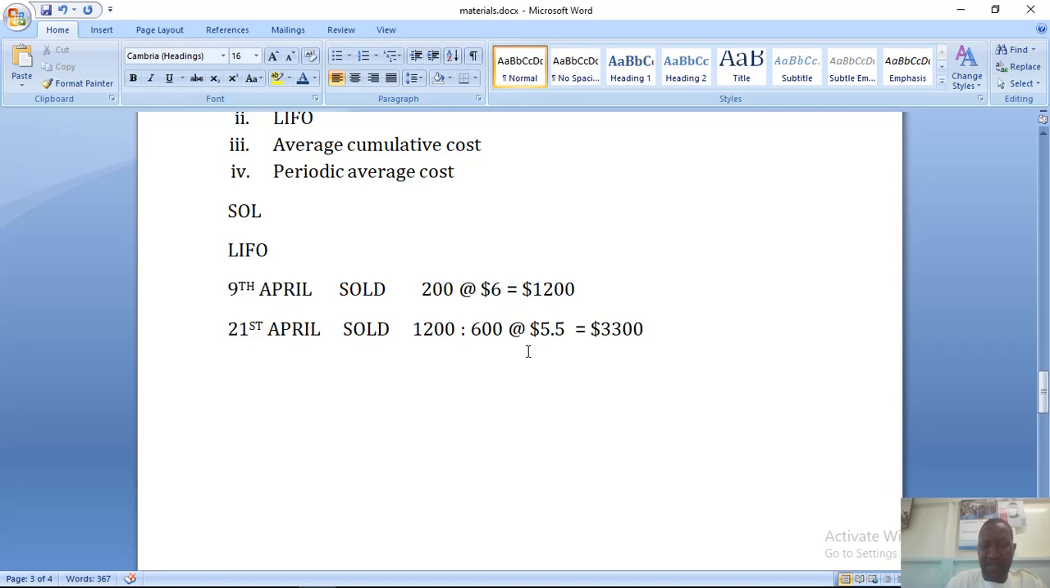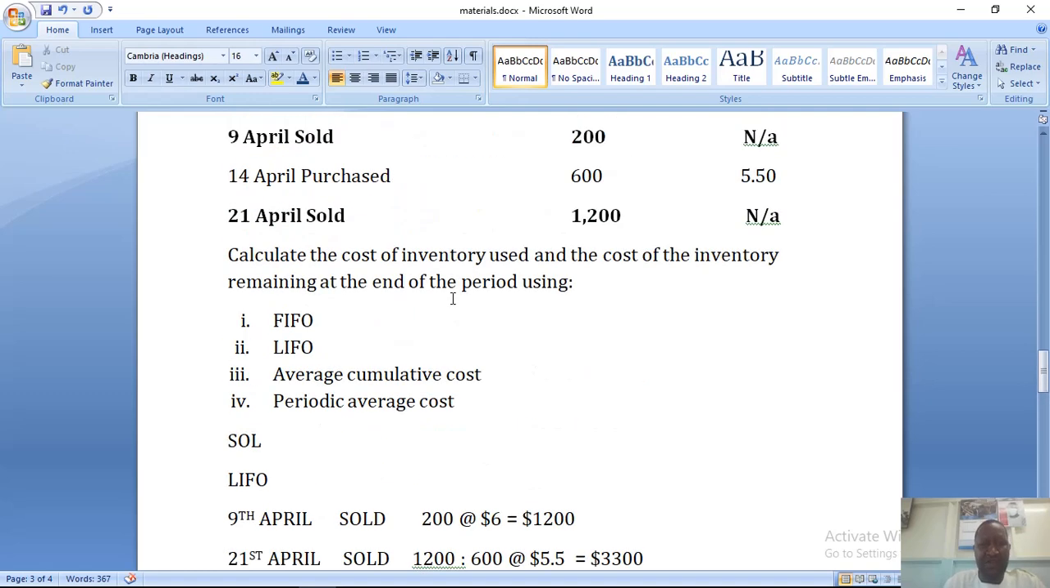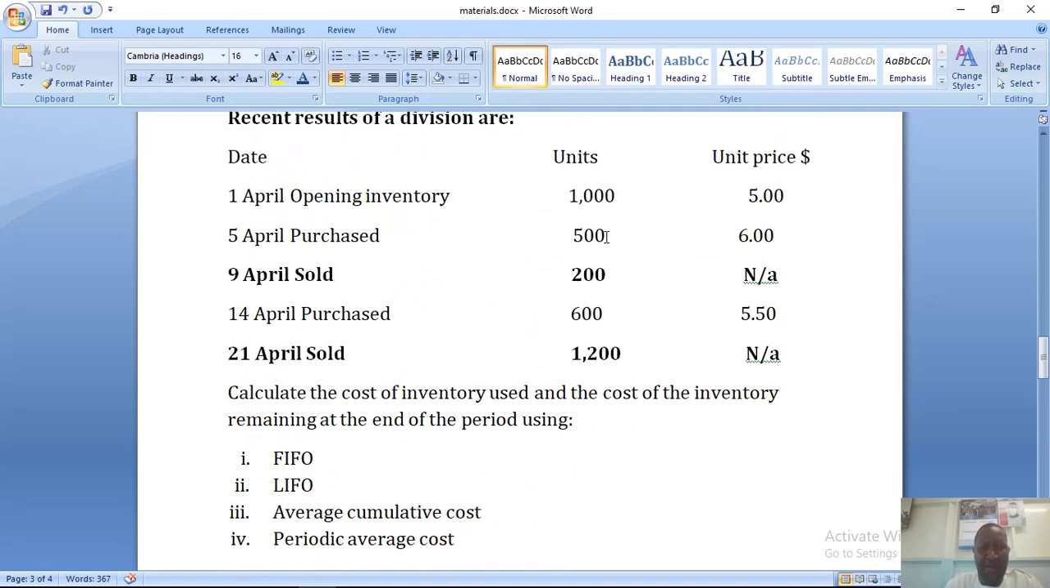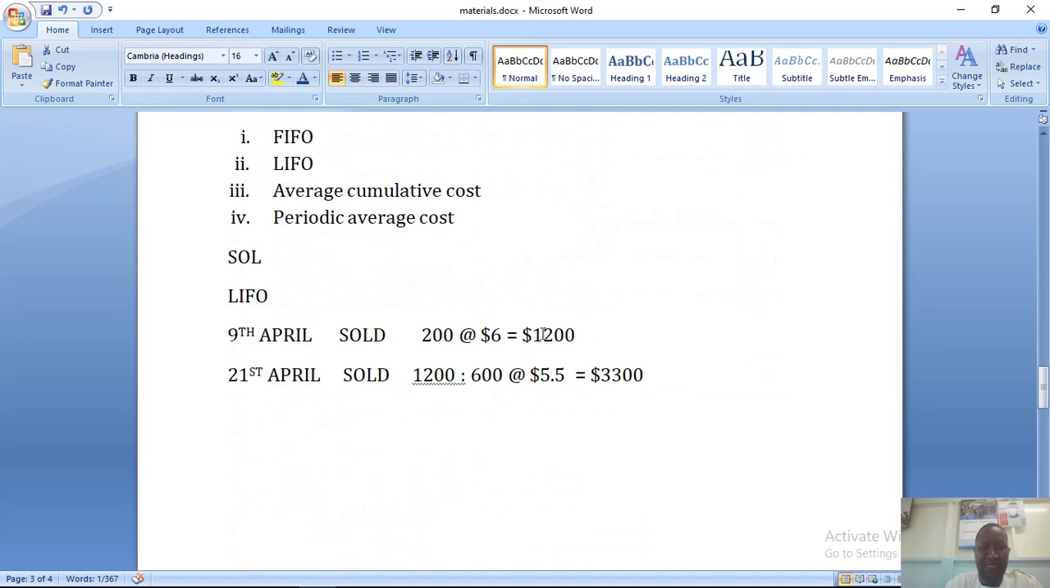The next thing we do is we are still remaining with a balance of about 600 units to complete the issue of 1,200. So we go back upwards. We know that we are remaining with 300 units here, so we issue the 300 units remaining at the price of $6. So it's 300 units issued at $6 per unit. That is going to be $1,800.